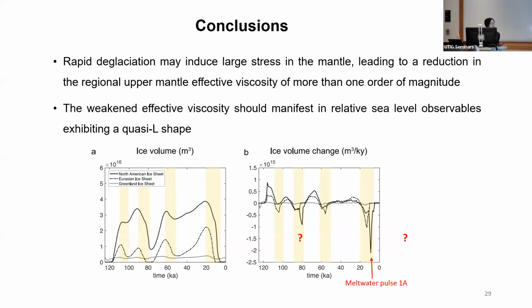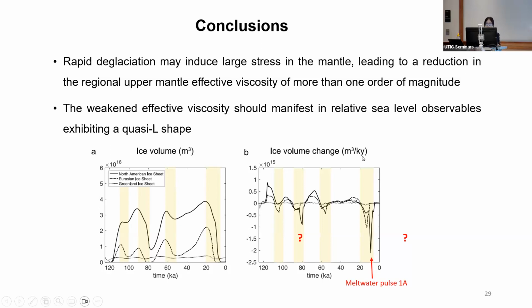Okay, so the conclusion from this project is that this rapid deglaciation event, for example around 14,000 years ago, this rapid ice melt event, meltwater pulse 1A, will induce large stress in the upper mantle, and then lead to a reduction in the mantle effective viscosity of more than 1 order of magnitude. And this weakening in the viscosity should manifest in relative sea level data, also uplift, like the quasi-L shape.